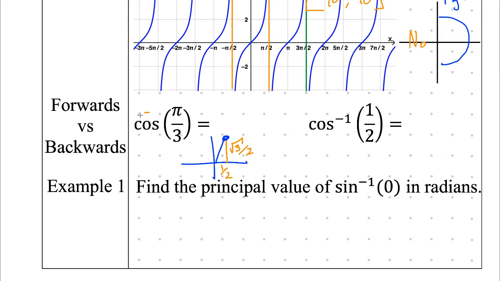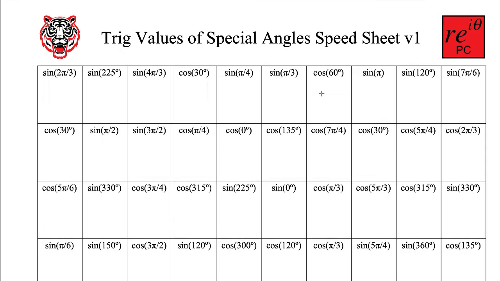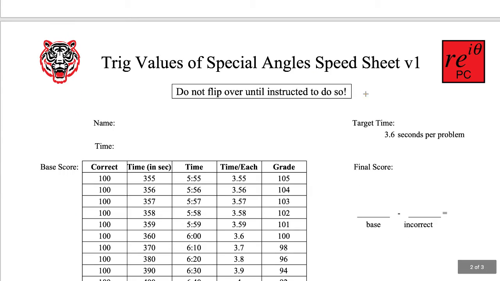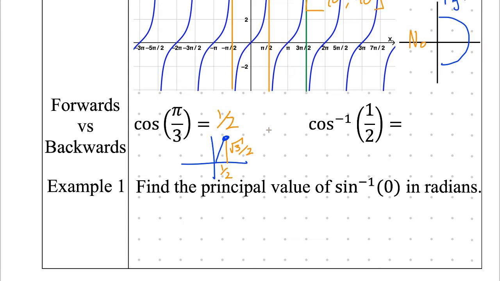Cosine is asking about the x-coordinate. The x-coordinate is 1/2, and you spit out, okay, it's 1/2. Again, I was expecting you to do that problem in, what was my expectation? In 3.6 seconds was the hope. And you do this over and over again. That's going forwards. So I'll write up here, that was forwards.